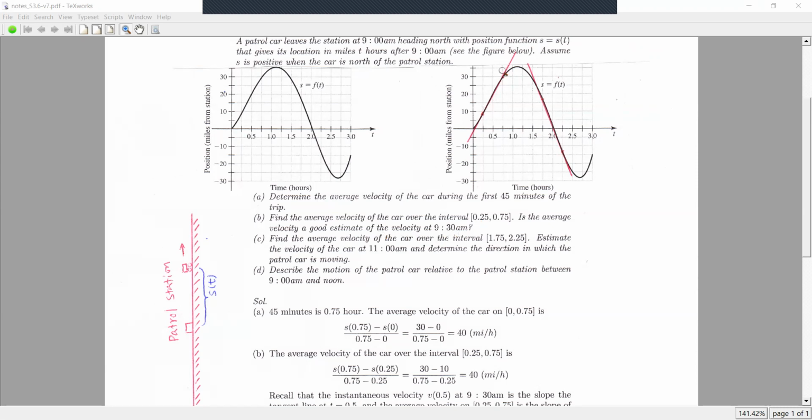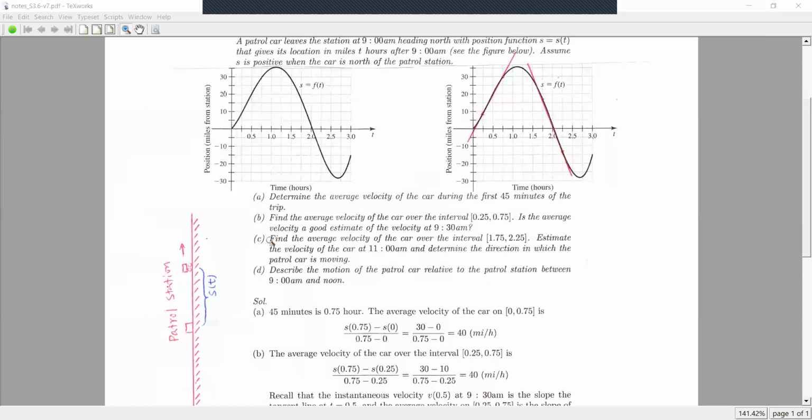And then you will see that the tangent line and the red line are almost parallel. So their slopes are almost equal. Therefore, the conclusion, the answer to part B: the average velocity 40 is a good estimate of the velocity at 9:30 a.m.